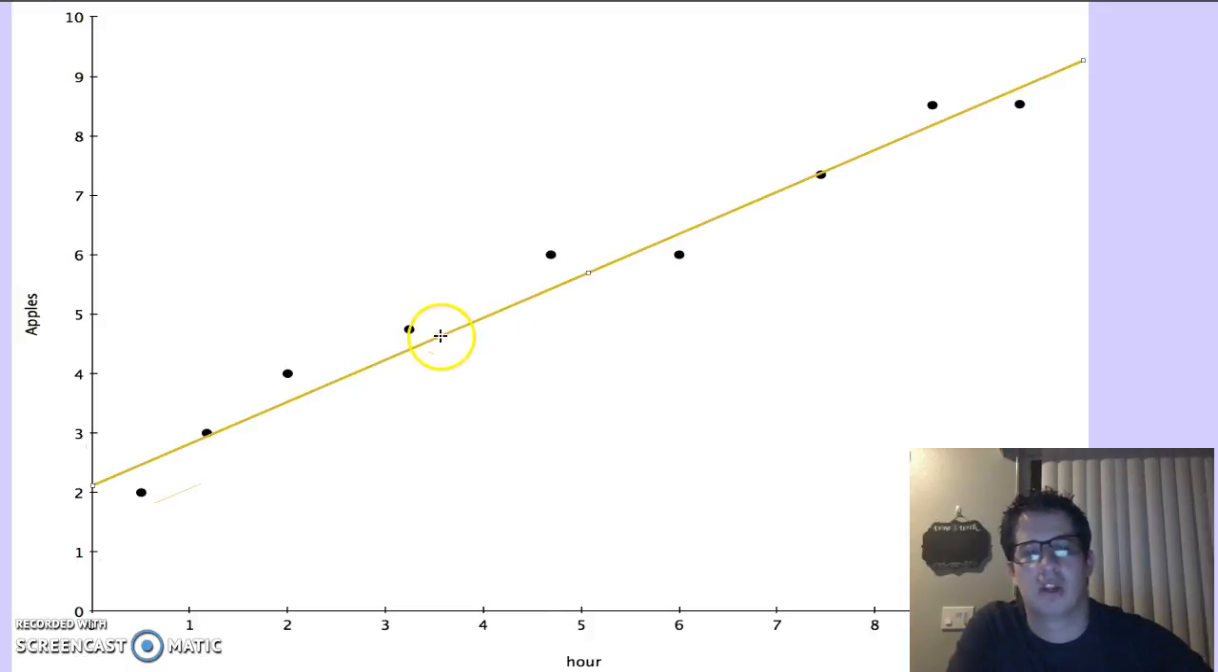Now we've drawn that, what do we do with that? Well, what we want to do is go ahead and write an equation for it. Okay, so remember the parent function for a linear function is y equals mx plus b. You could also use point slope form.